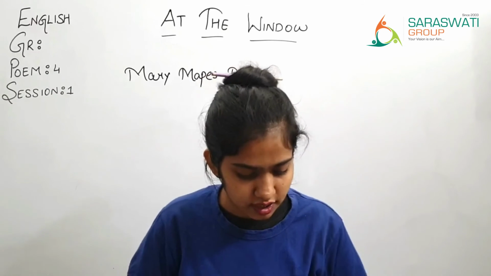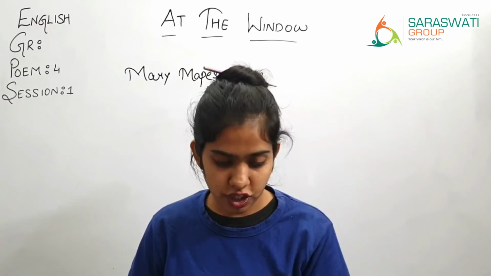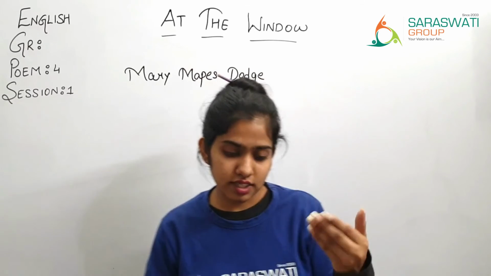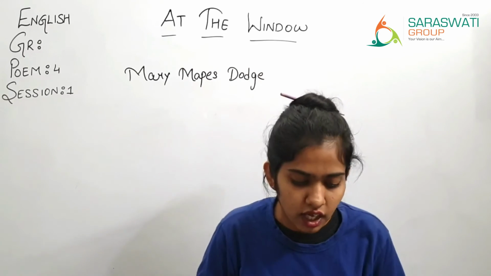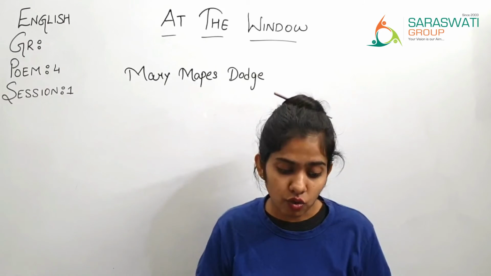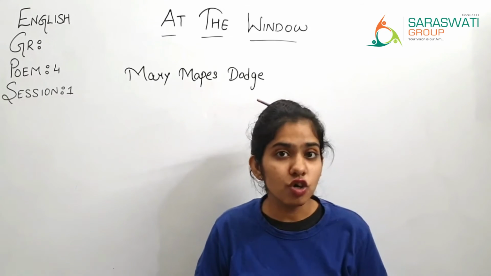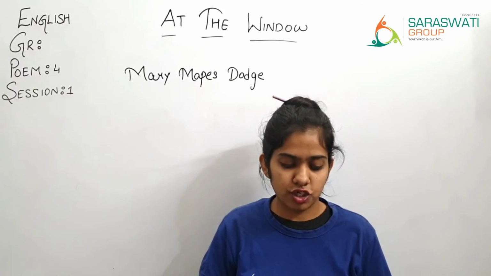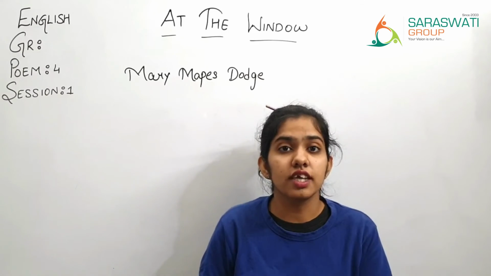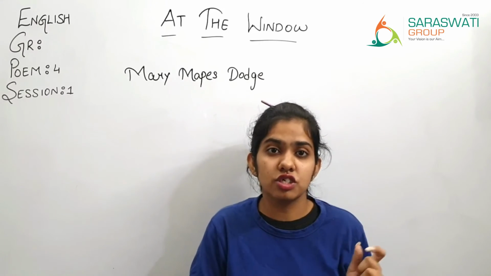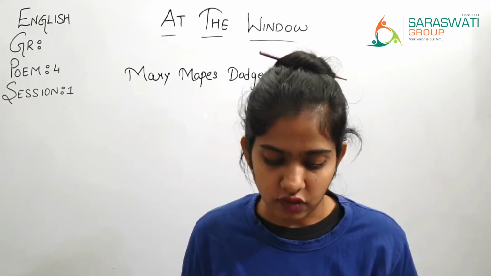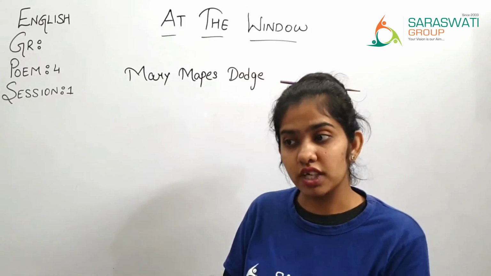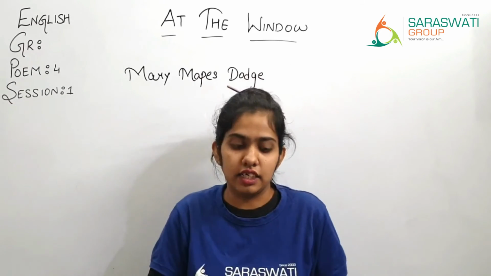Then afterwards, the next question is, a stanza is given, and according to that, 3 questions are given. What she seeks, I do not know. Where it is, I cannot show. So the first question is, what does she refer to here? So we can say that the word she refers to the moon.